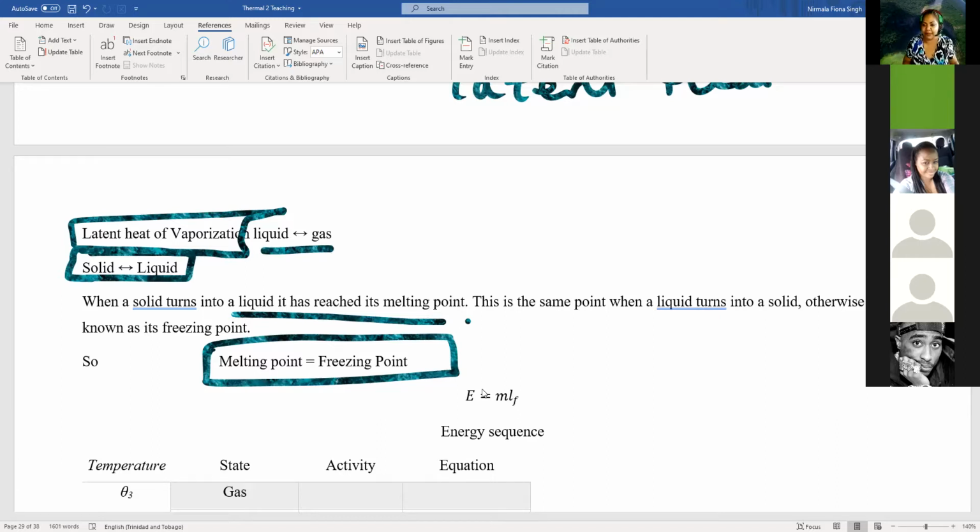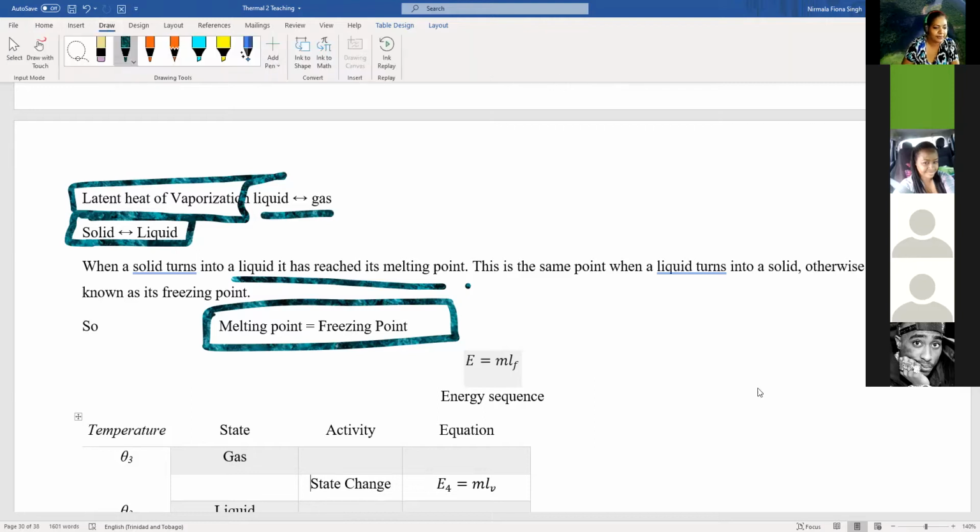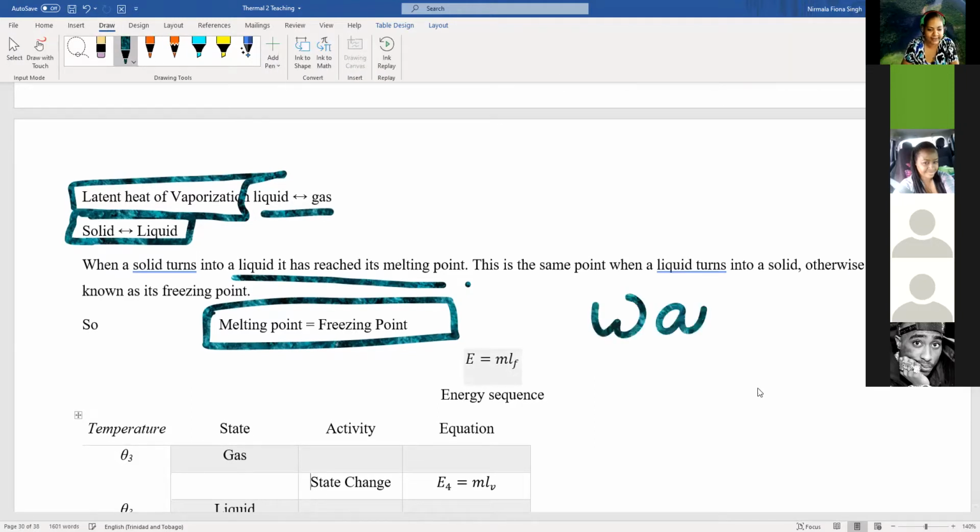When we freeze something, we have to take heat away from it. And anytime we take heat away from something, we assume that it's getting cool. But folks, both melting and freezing points for every single material are the exact same temperature. Let's think about it in terms of water and ice. This is our solid and liquid.